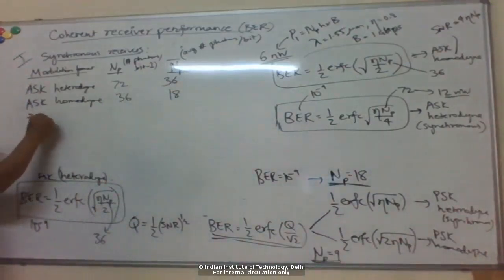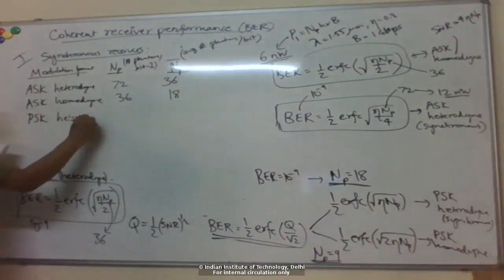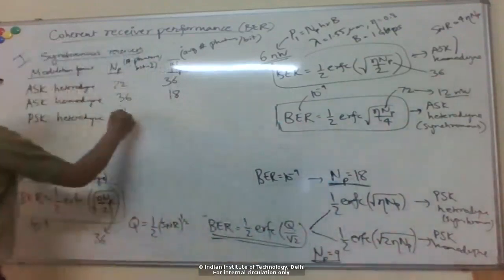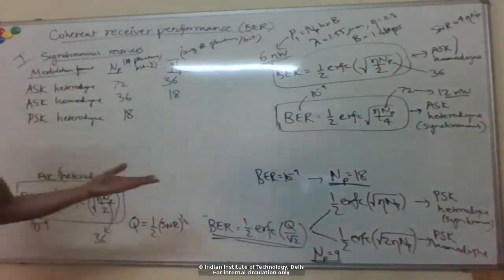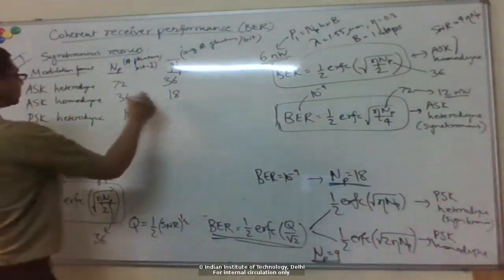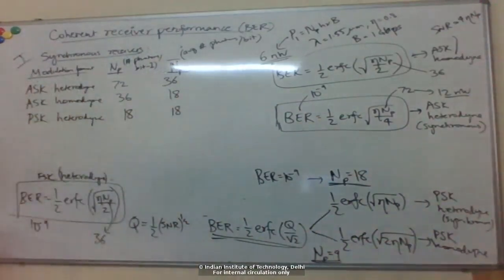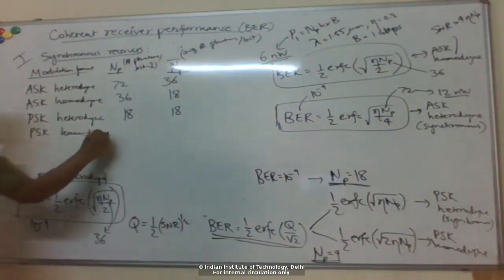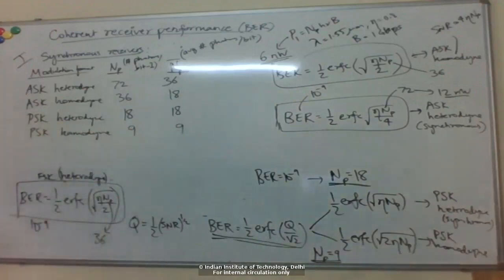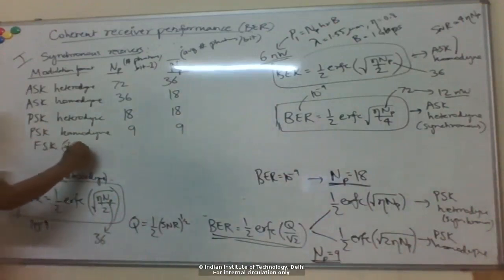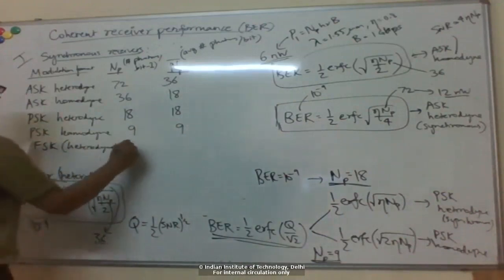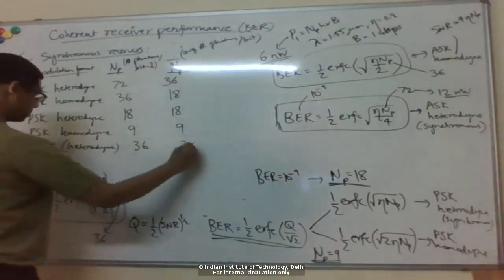If we have PSK heterodyne, right? So PSK heterodyne from here you can see this is 18. But for PSK now, bit 1 and bit 0 have the same number of photons. So the average is the same as in bit 1. We have PSK homodyne. This is 9 and 9. And now if you have FSK, which by definition has to be heterodyne, this came out to be 36 and 36.